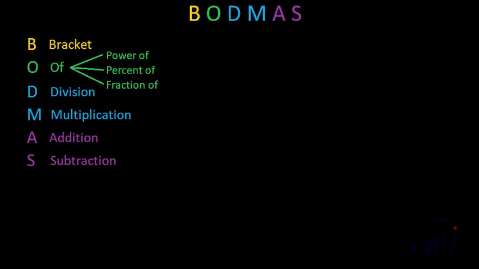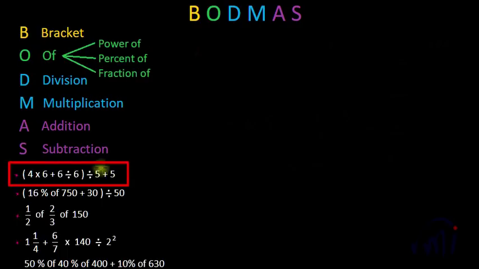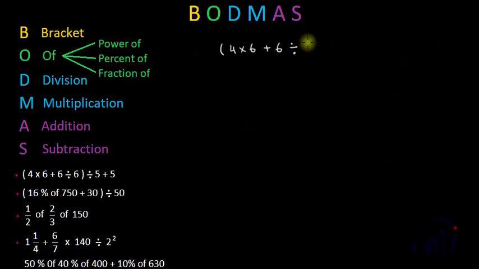So now let us take few problems and see how to use this rule of BODMAS while solving the problems. So first problem, as you can see, is here. It has a bracket open, then 4 multiplied by 6 plus 6 divided by 6, bracket closed, then this divided by 5, and then plus 5. So this is a problem where we have almost all the operations which needs to be done. So we have to follow this order of BODMAS. That means we have to solve this bracket first. But inside this bracket, again we will have this multiplication, addition, and this division.